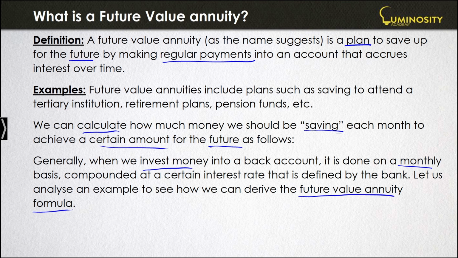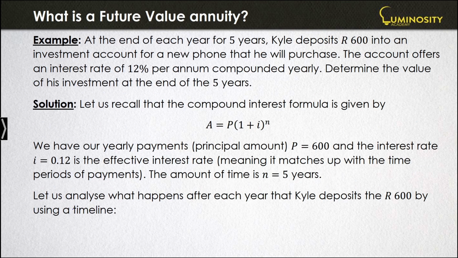This is the formula that we're going to be using whenever we solve any type of future value annuity problems. So, let's have a look at this example. At the end of each year, that's really important, that's telling you when, at the end of each year, for 5 years, Kyle will deposit 600 Rand into an investment account for a new phone that he will purchase. The account offers an interest rate of 12% per annum compounded yearly. Determine the value of his investment at the end of the 5 years.